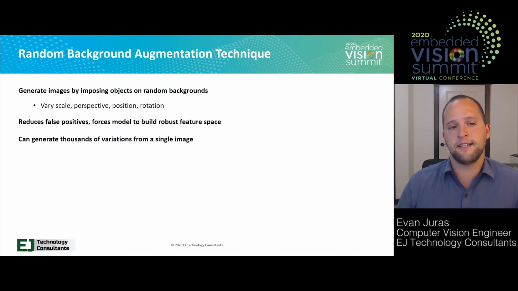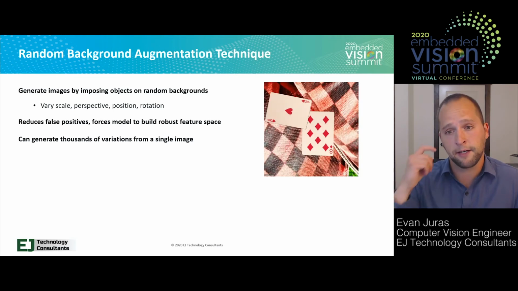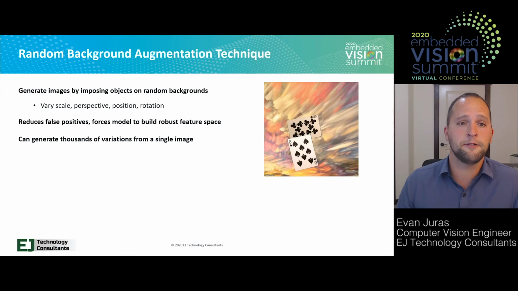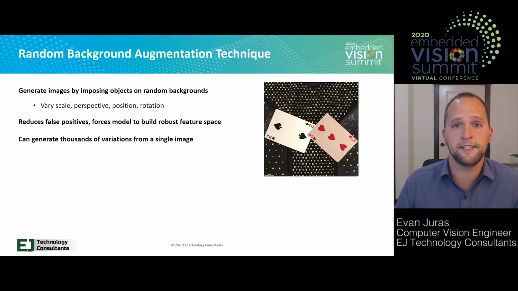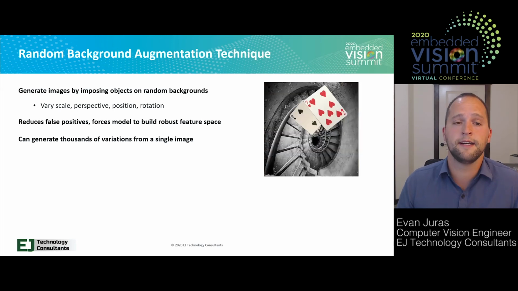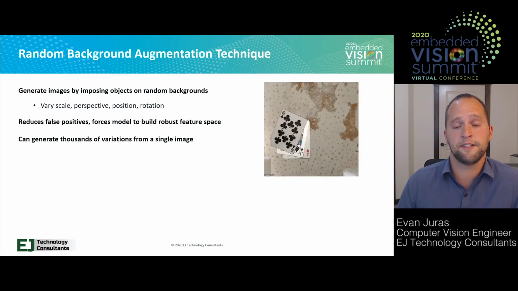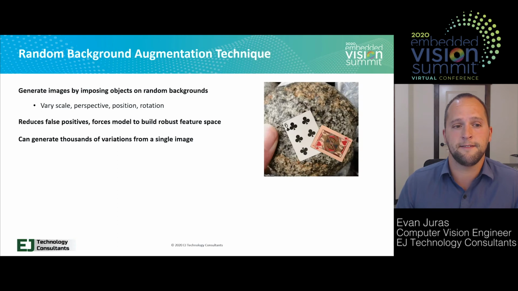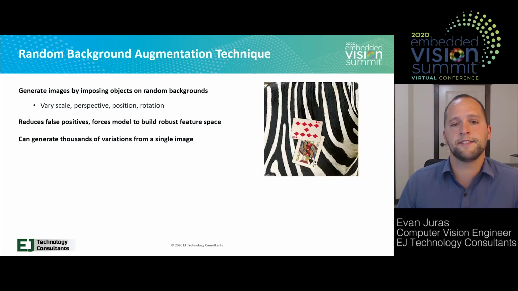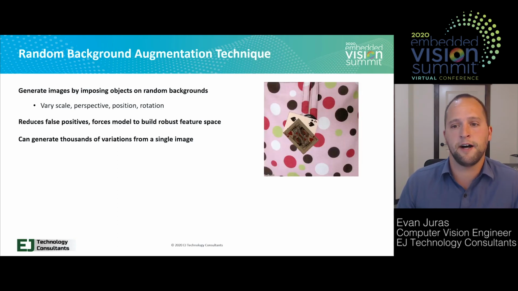The way this method works is I take images of playing cards and impose them on random backgrounds, and I vary the scale, perspective, position, and rotation of the playing cards for each image. Using this method, I can generate thousands of variations from a single image, so it's pretty effective. It works well because it reduces the likelihood of false positives.